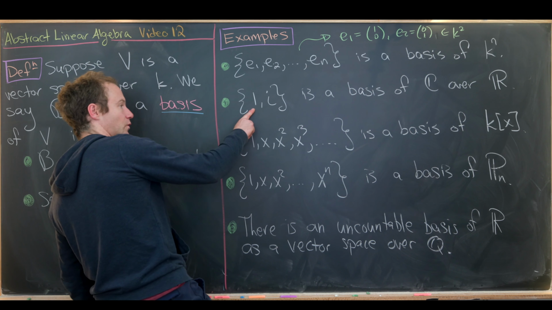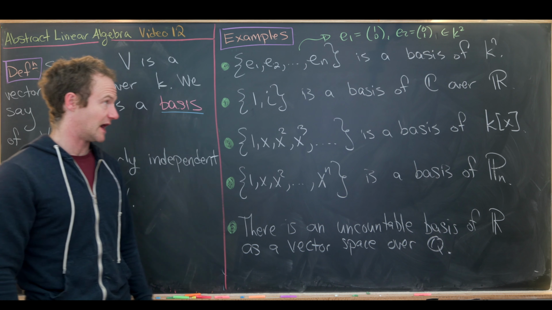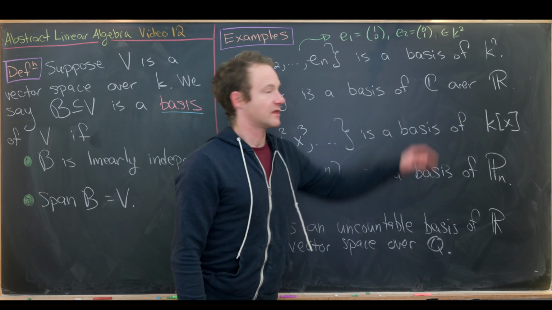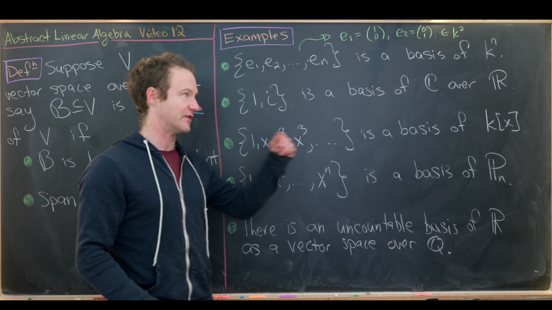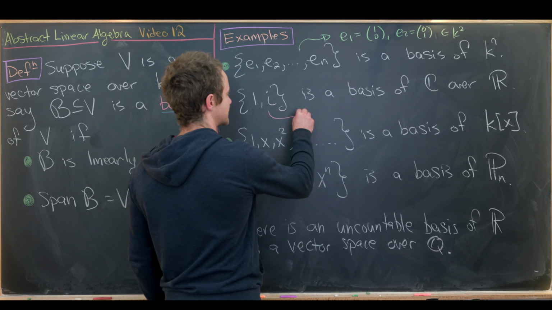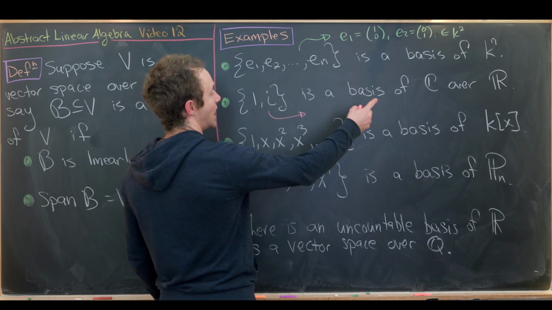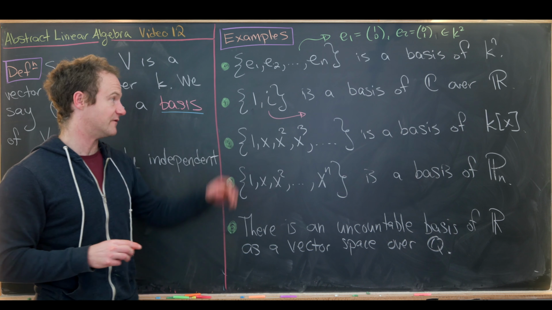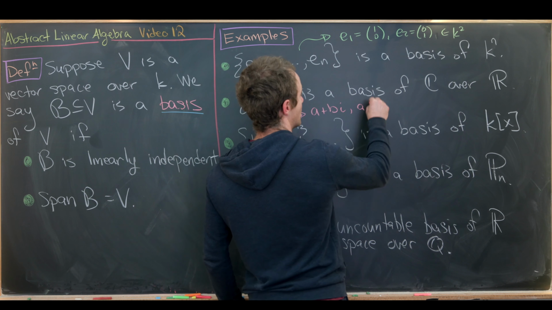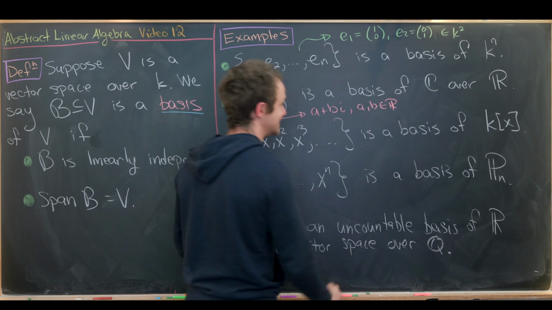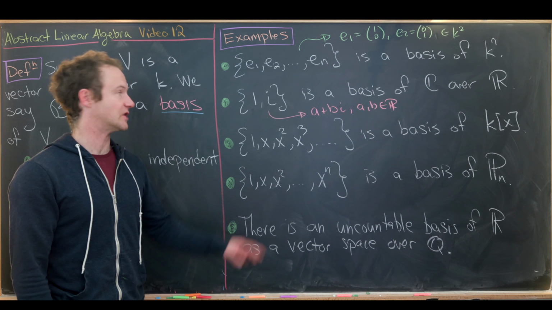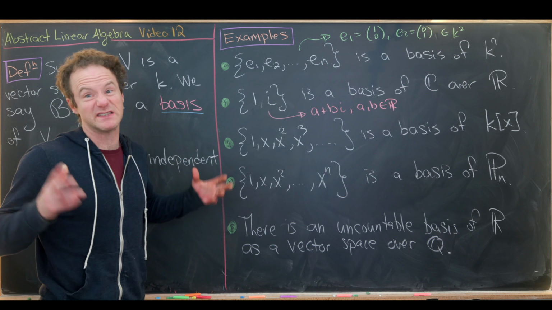Now here's an example that we haven't looked at before, but it's fairly simple. The real number 1 and the imaginary number i form a basis for C over the real numbers. So the complex numbers here are the vector space and the ground field is the real numbers. This is kind of clear because you can write every complex number as a linear combination of these two things. In fact, you can write it as a plus bi, where a and b are in R. That's the definition of the complex numbers, and it's naturally a linear combination of these two basis vectors, or basis numbers here.